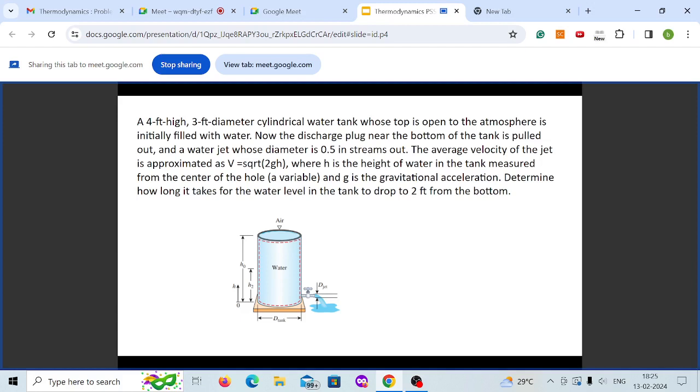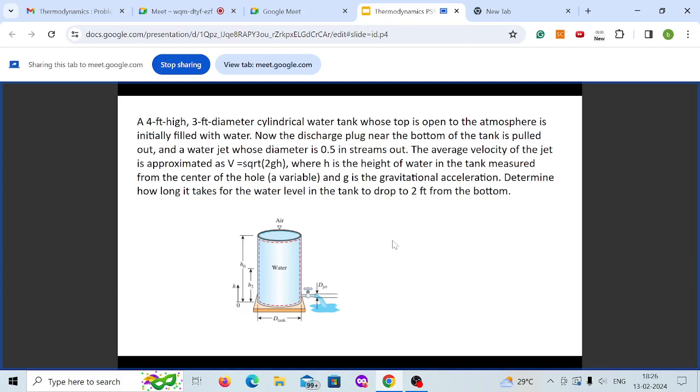And what you do is you have a tap at the bottom. So you have to open the tap, and they say there is a stream of water coming out whose diameter is 0.5 inch, and you can find out the velocity at which the water is coming out, given as square root of 2 into g into h, where h is the height between the top layer of the water and the center of the tap, and g is the acceleration due to gravity. So they have asked to find out how much time it will take to drop from the 4 feet height to the 2 feet height.